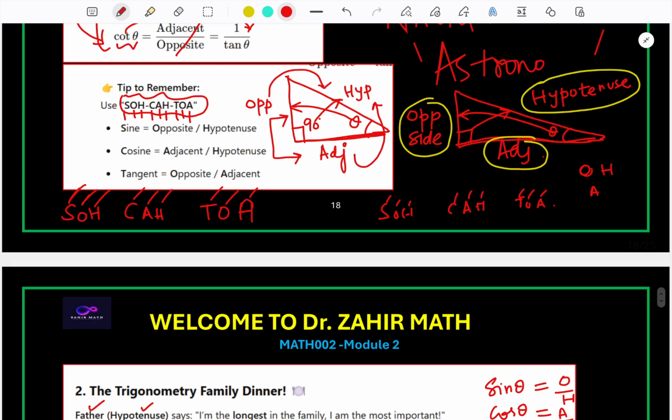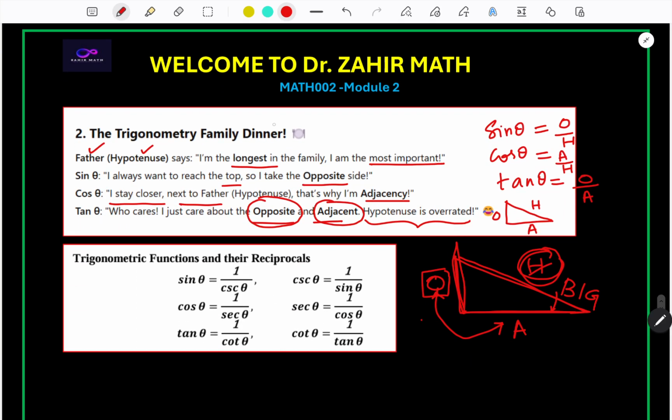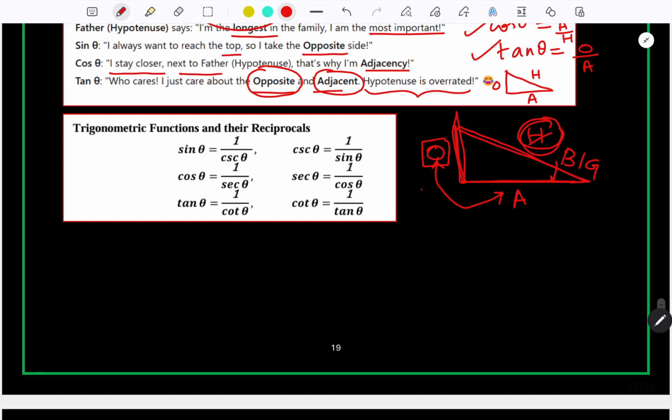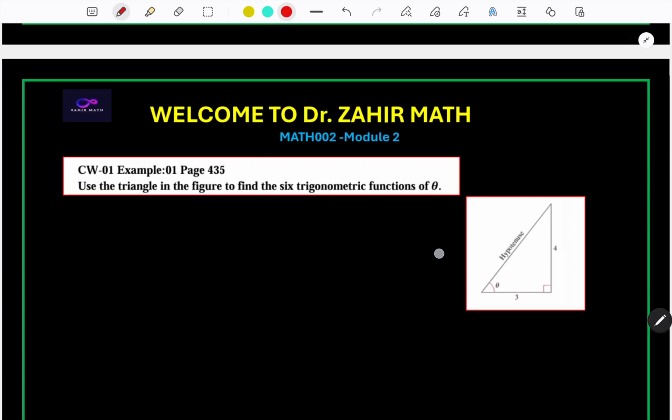SOH-CAH-TOA, SOH-CAH-TOA, SOH-CAH-TOA. Easily you can remember. Or you can remember this family dinner as an example to remember sine, cosine, tan. And these are the reverse I taught you, right? Opposite, you can write this or this, all going to be the same, right?